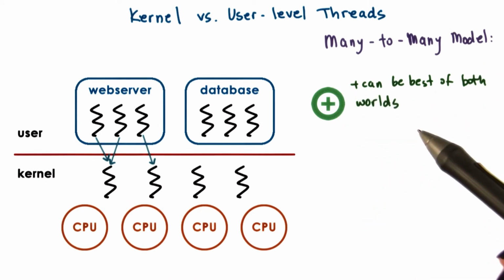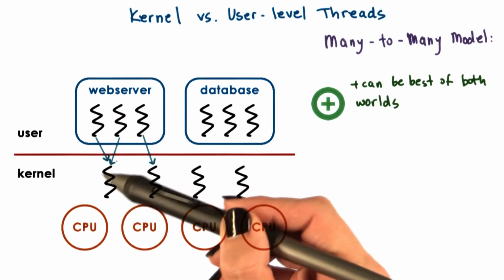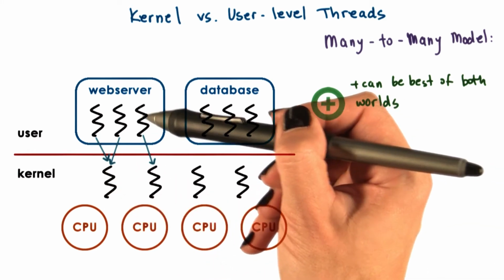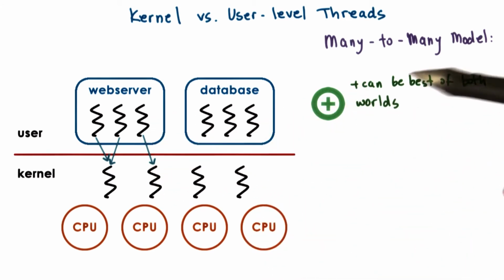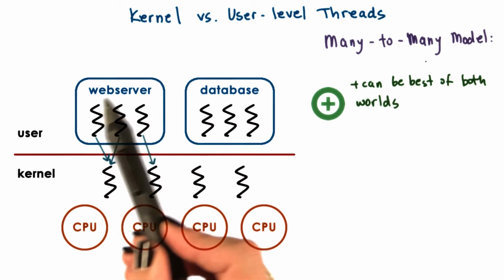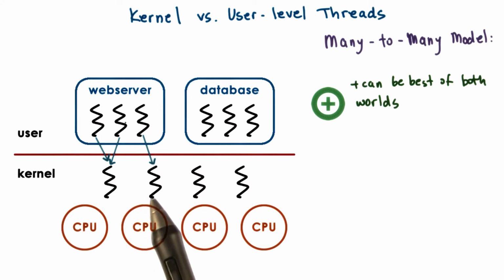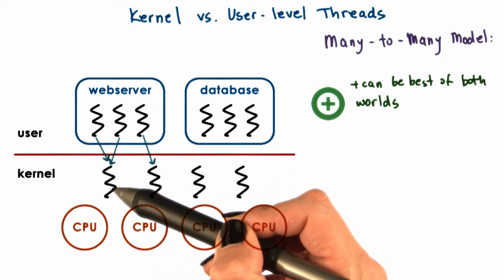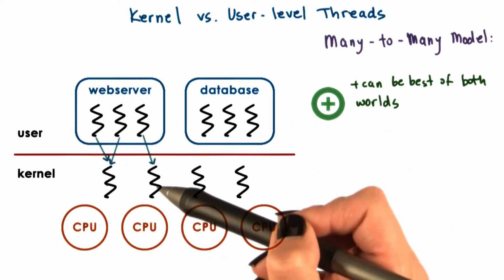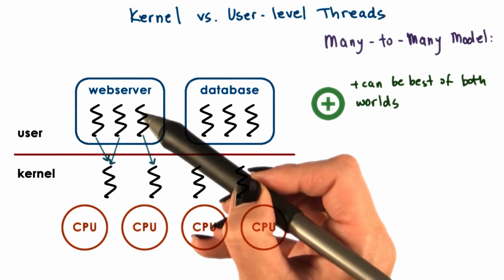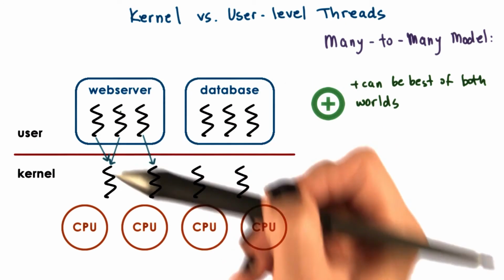Finally, there is the many-to-many model. The many-to-many model allows some user-level threads to be associated with one kernel-level thread, others perhaps to have a one-to-one mapping with a kernel-level thread. So it's sort of the best of both worlds. The kernel knows that the process is multi-threaded since it has assigned multiple kernel-level threads to it. And also, if one user-level thread blocks on I/O, and as a result, the kernel-level thread is blocked as well, the process overall will have other kernel-level threads onto which the remaining user-level threads will be scheduled. So the process overall can make progress.